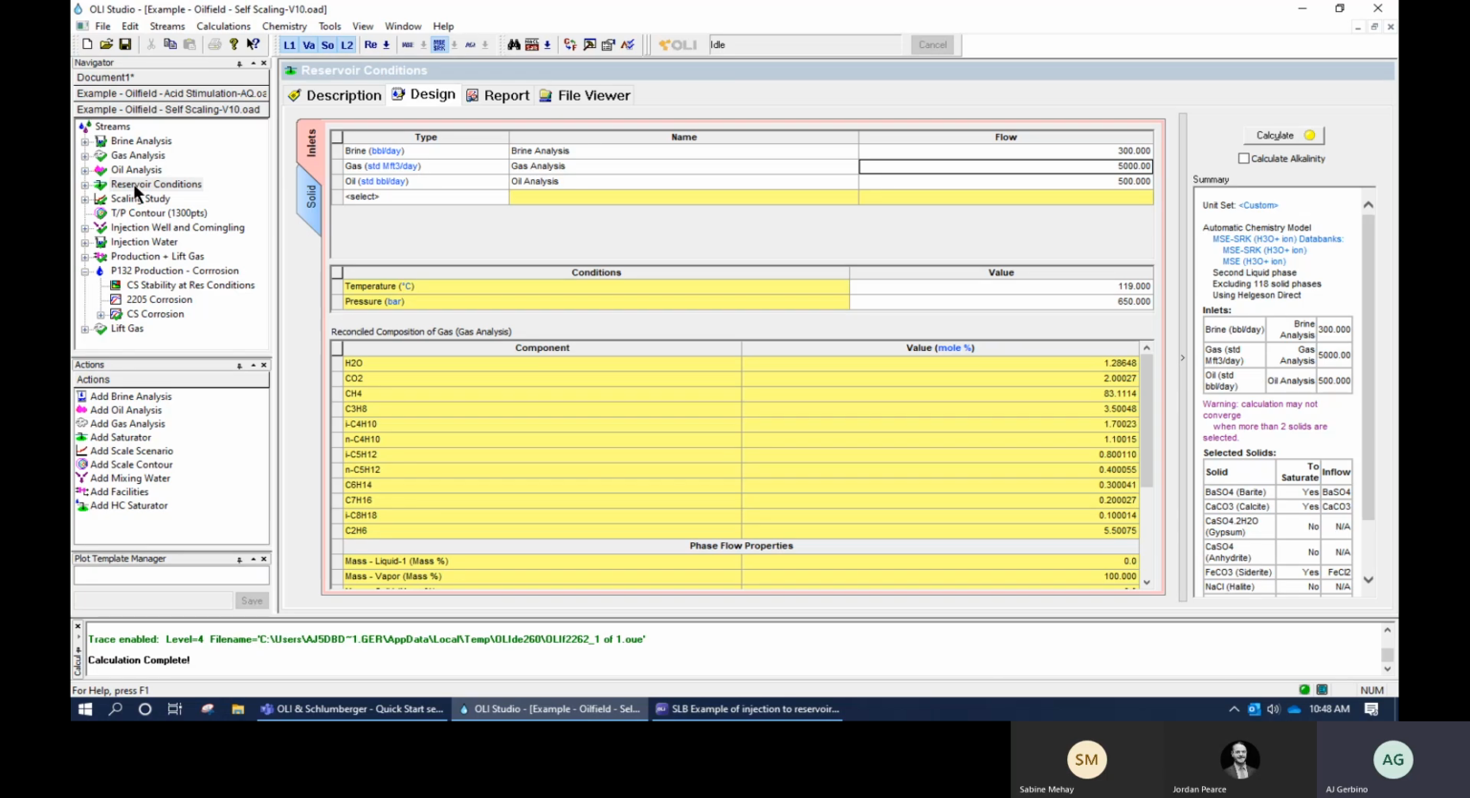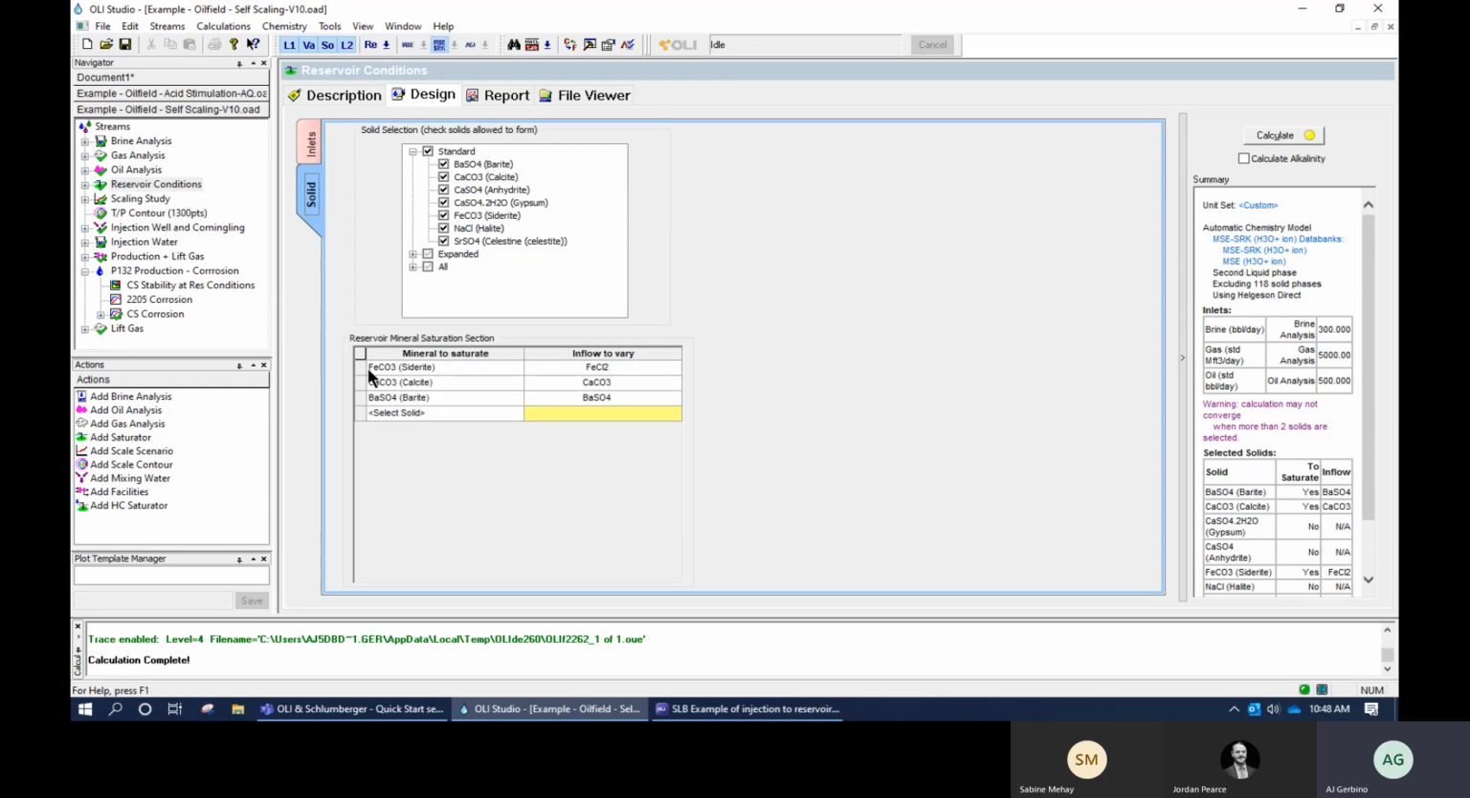So what we do here in this reservoir object is we enter the production rates. So this would be the surface production rates. Here we've got the flow of brine per day, the standard gas flow per day, standard oil flow per day, based upon the analysis here. We've got reservoir temperature and pressure here. And then we instruct the software if there are any cementing materials or minerals that are in equilibrium with the fluid that exist in your reservoir.